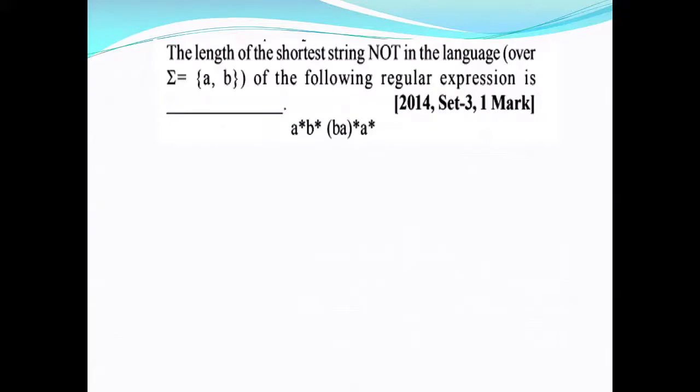Next, the length of the shortest string not in the language. There is no shortcut method. You need to see the following language: some number of A's followed by some number of B's, it can be 0 also, and then BA. So B followed by at least one A. So you cannot get BBA.